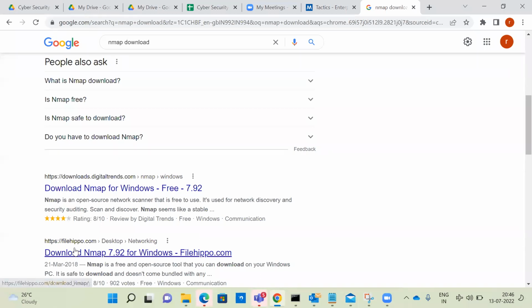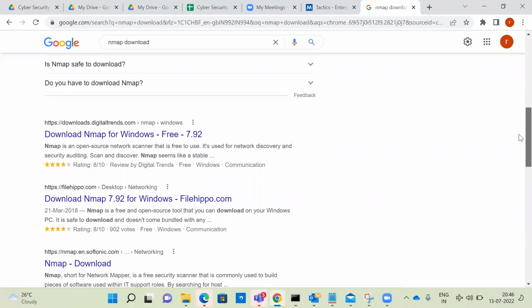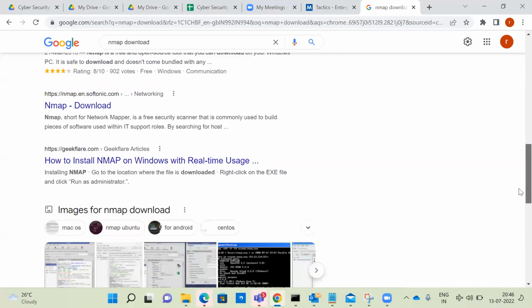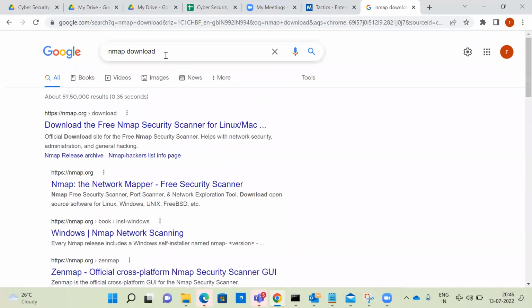Next you can see filehippo.com. In similar results, Softonic will come regularly. Most of the time Softonic will come. A lot of malware will be there on Softonic. So from now on, whenever you want to download, for example Nmap, Wireshark, BitTorrent or VLC Media Player, please go to the respective websites. Please don't go to fake websites or Trojan websites.